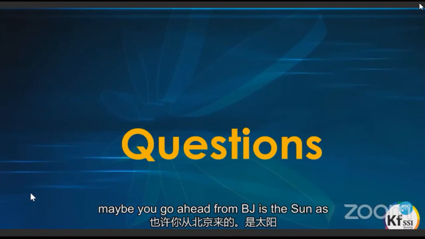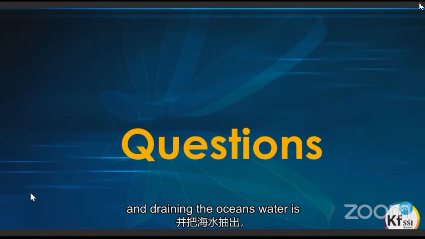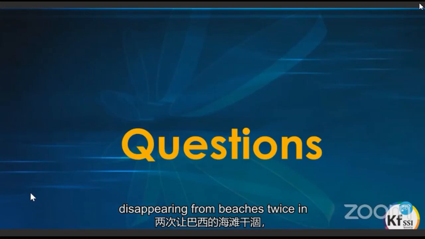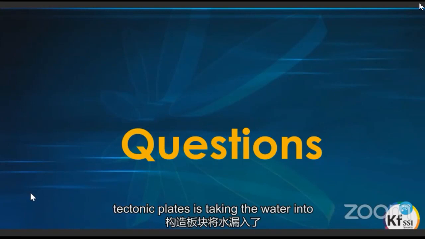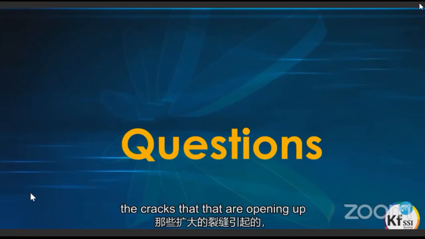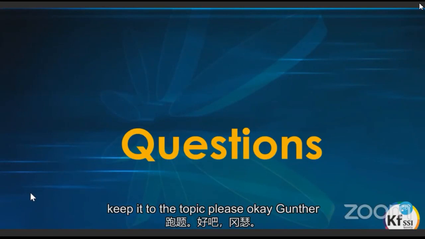From DJ: is the sun as a plasma affecting this planet right now and draining the oceans? Water is disappearing from beaches twice in Brazil. Is it possible the moving tectonic plates is taking the water into the cracks that are opening up? Interesting questions, but can we just keep it to the topic, please?